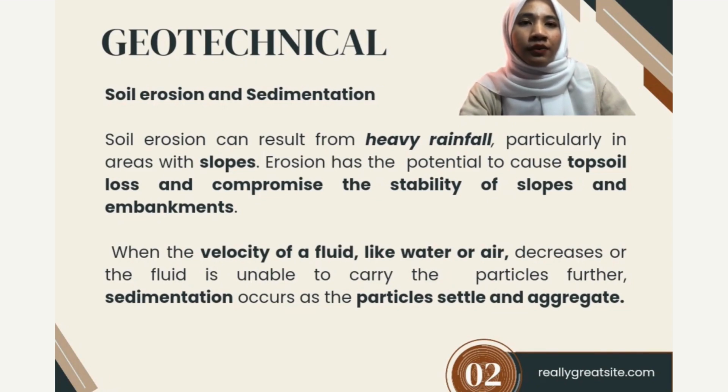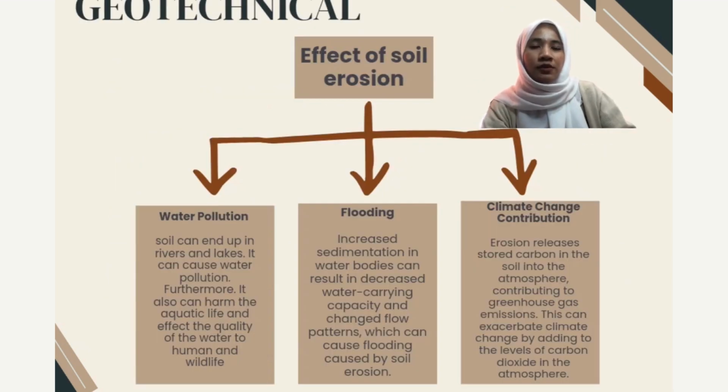Soil erosion can result from heavy rainfall, particularly in areas with slopes. Erosion has the potential to cause topsoil loss and compromise the stability of slopes and embankments. When the velocity of a fluid like water or air decreases or the fluid is unable to carry the particles further, sedimentation occurs as the particles settle and aggregate. There are a few effects of soil erosion.